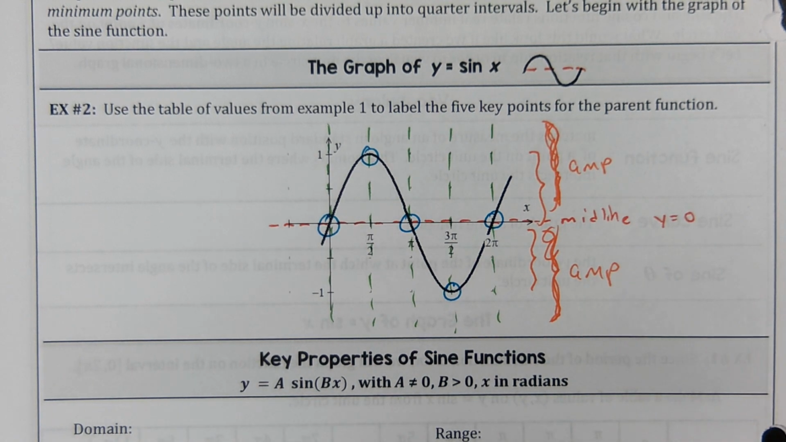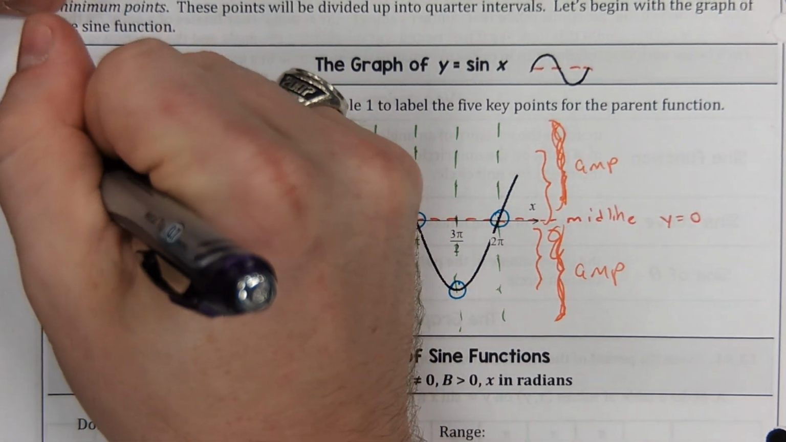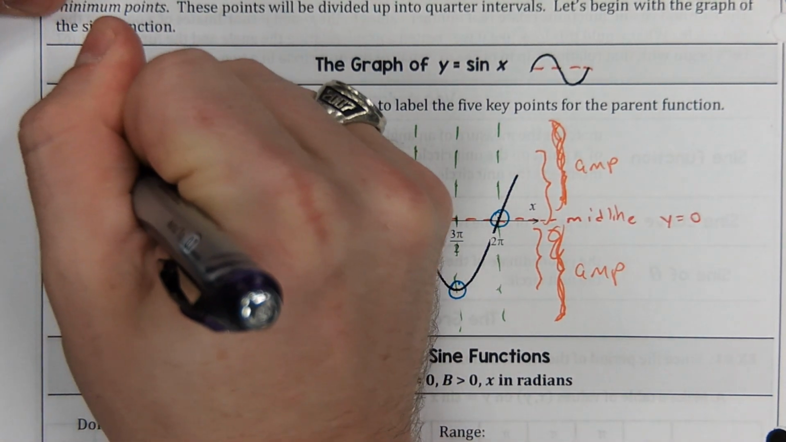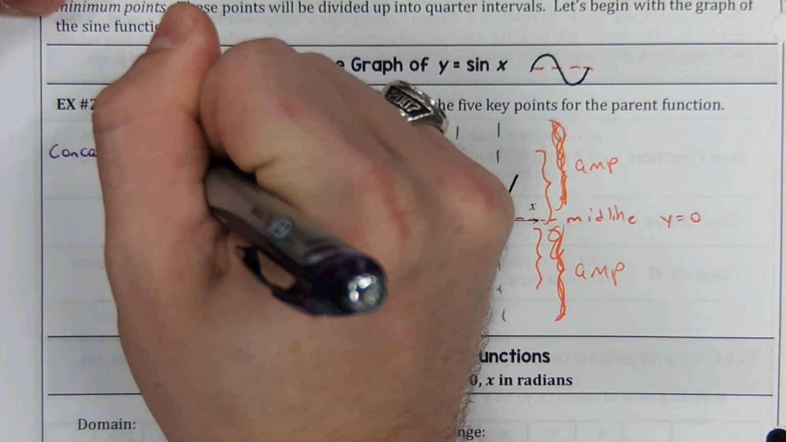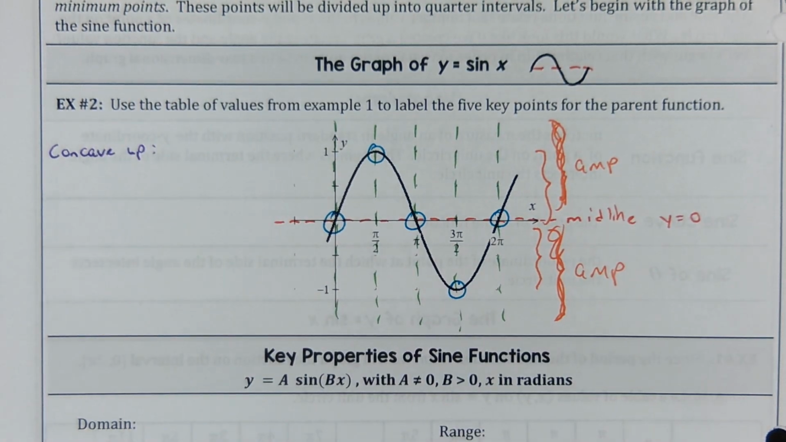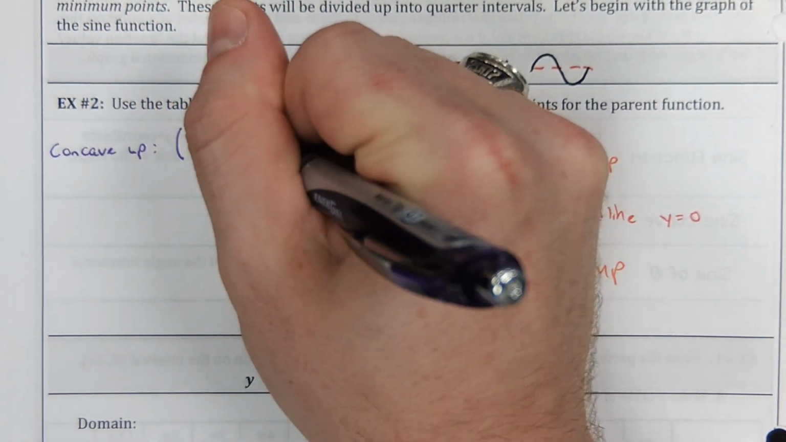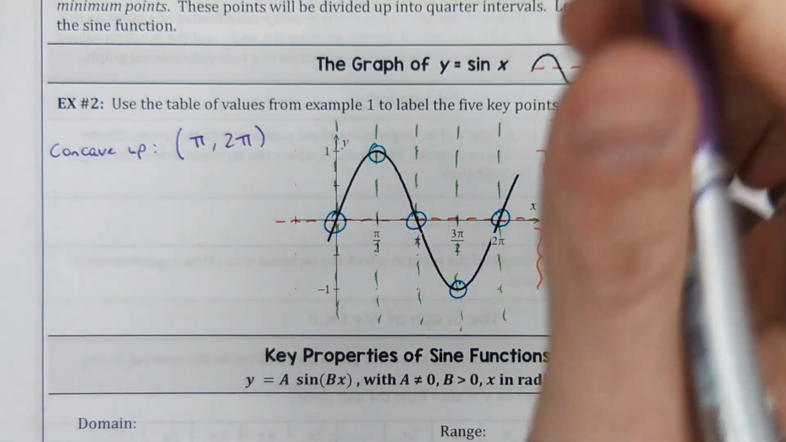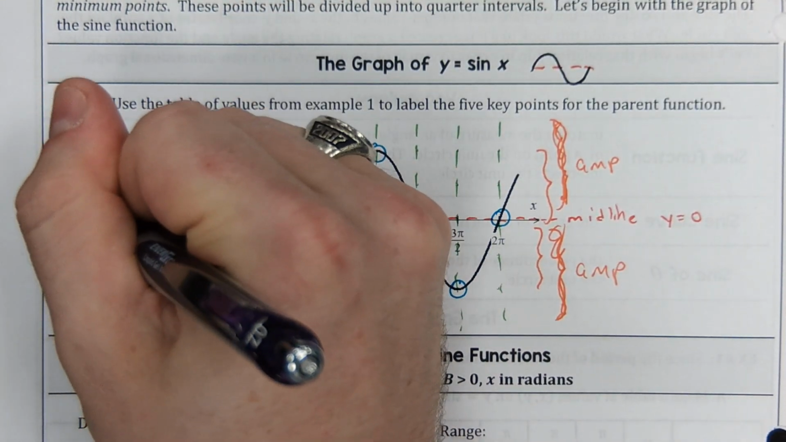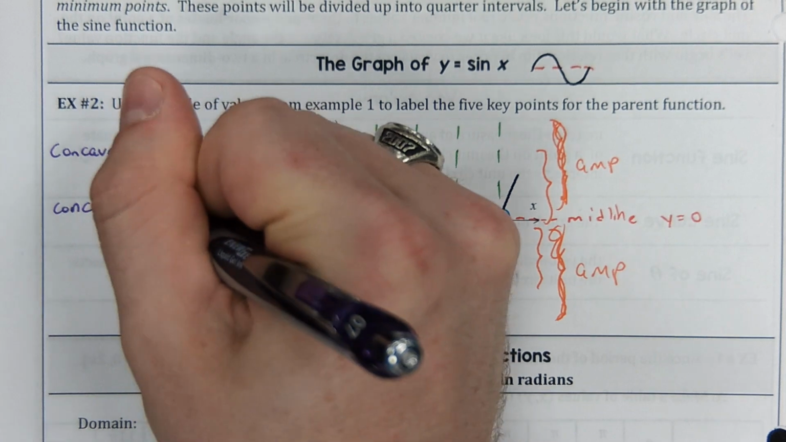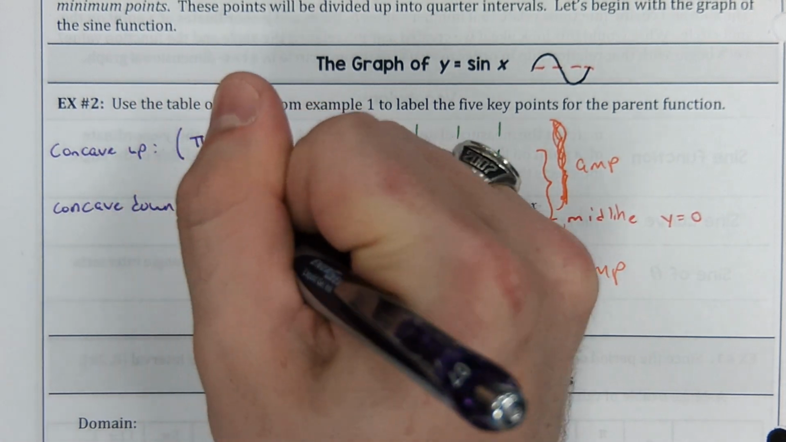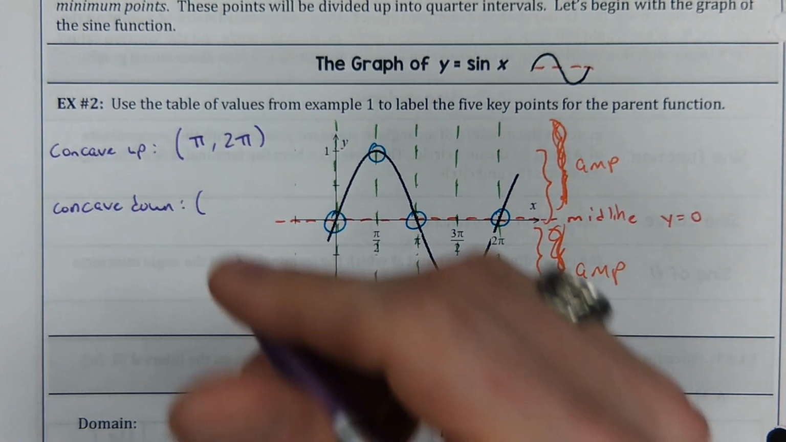But before I move on, let's talk about concavity. When is this wave concave up? From pi to 2 pi, good. Remember, concavity does not use brackets. And it is concave down on the other half of its period. So 0 to pi.